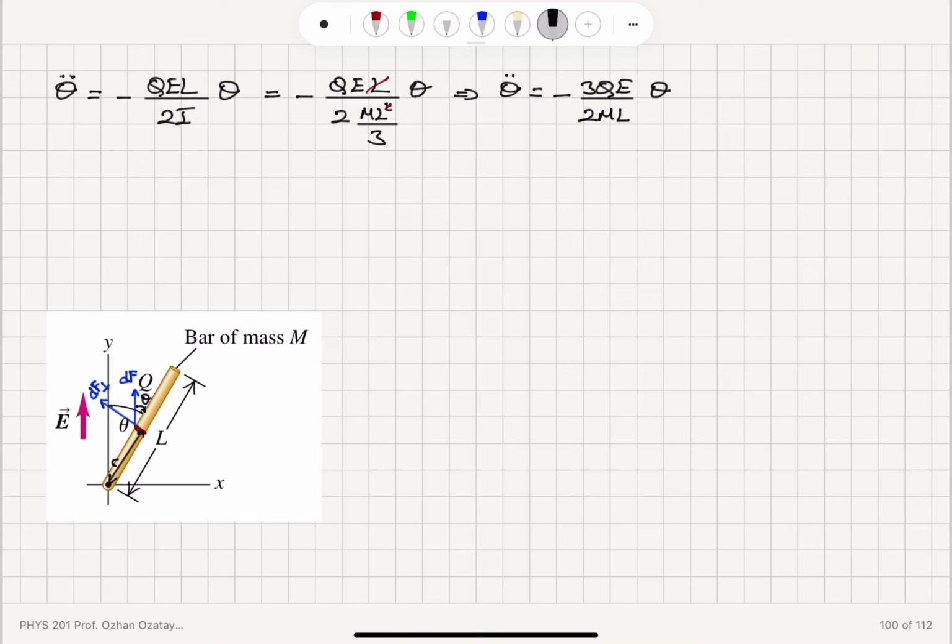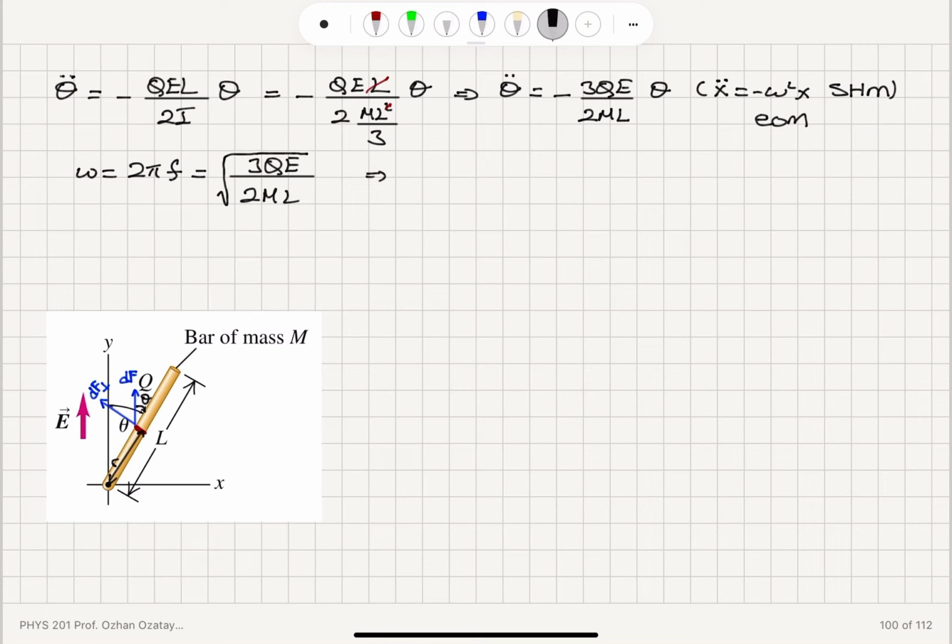Now you can see that this is in the form of x double dot equals minus omega squared x, the differential equation that describes simple harmonic motion. This is the equation of motion, EOM. The corresponding angular frequency omega, which is 2 pi times the frequency, is the square root of 3QE over 2ml.